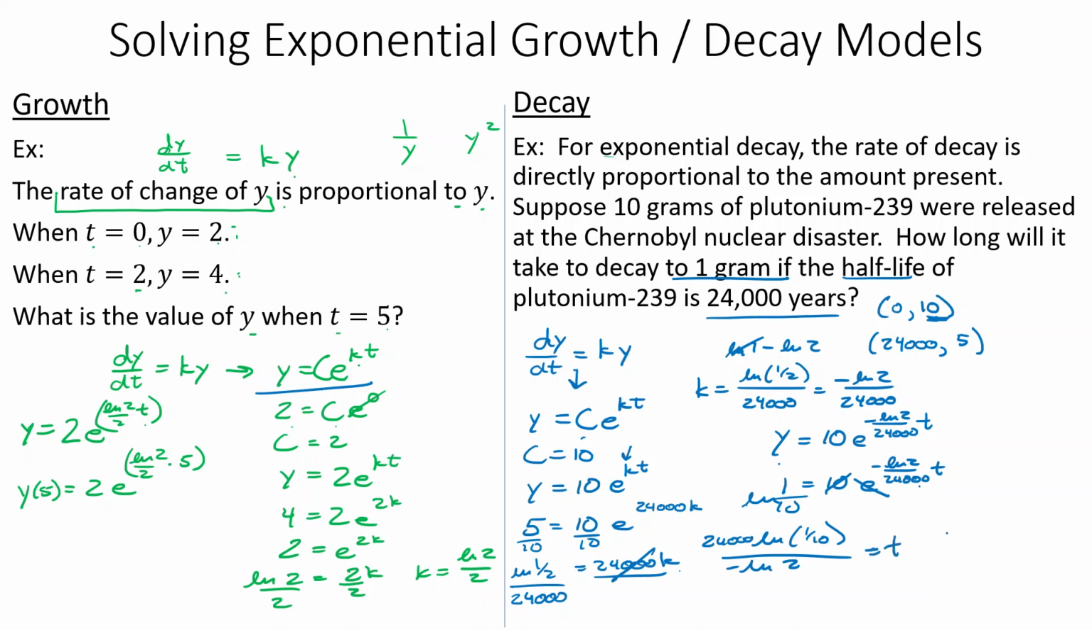We can throw that in our calculator if we want. We can change this to negative ln of 10 if we want. There's a lot of things we can do. But again, from here it's just throw it in the calculator. It's not so bad. It's probably going to be quite a while, like more than 100,000 years.